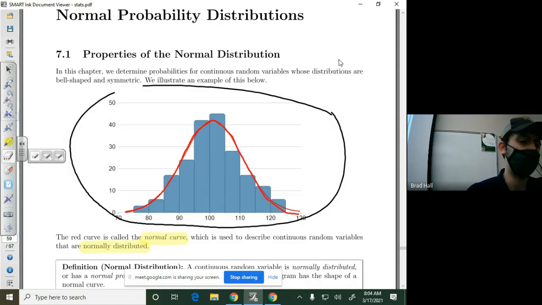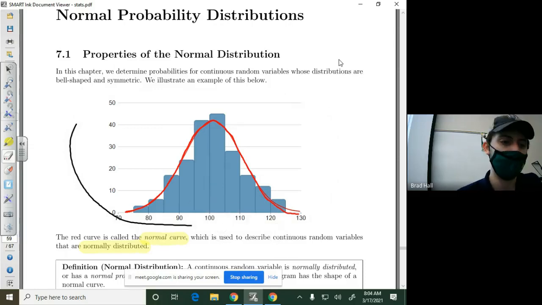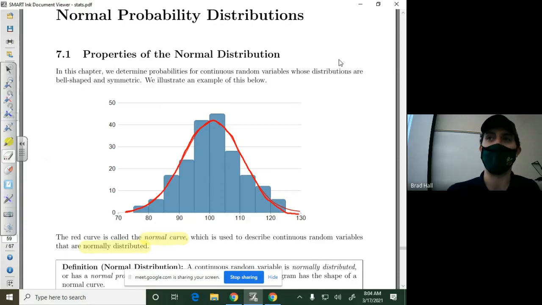Anytime you hear me say normally distributed, just know that I'm referring to a data set such that its general trend is represented by a bell shape, or this red curve here, this normal curve. So that's what normality is going to mean in this class in terms of distributions. And again, normal curves and normal distributions are very prevalent in many different facets of continuous variables.